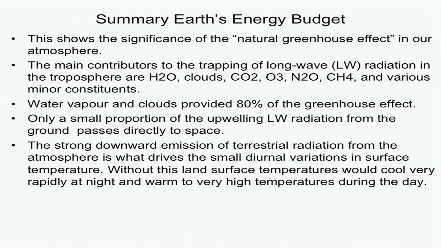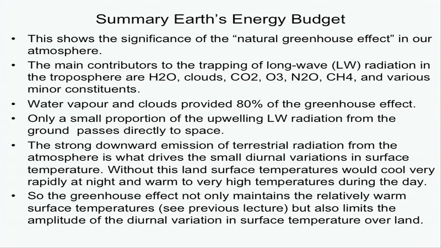Remember when we compared the Earth's surface temperature variations with Mars, which has a very, very thin atmosphere, the temperature variation on Mars is much, much larger, simply due to the fact that we have no long-wave absorption and downwelling radiation due to an isolated atmosphere. So the greenhouse effect is key to not only maintaining a relatively warm surface temperature, but it limits the amplitude of the diurnal variation of that surface temperature, particularly over land.